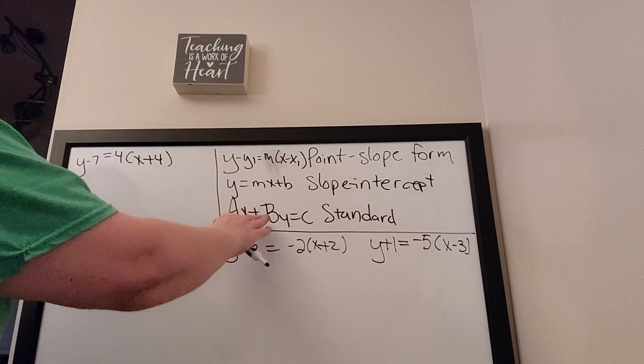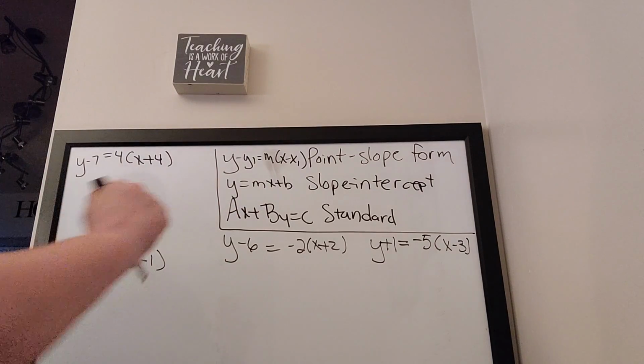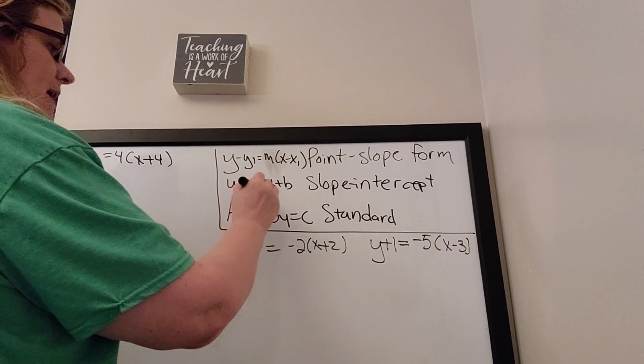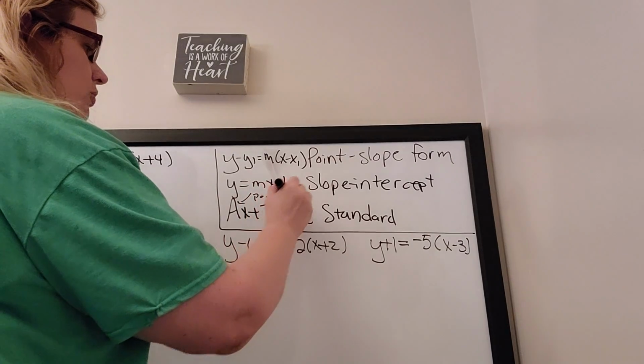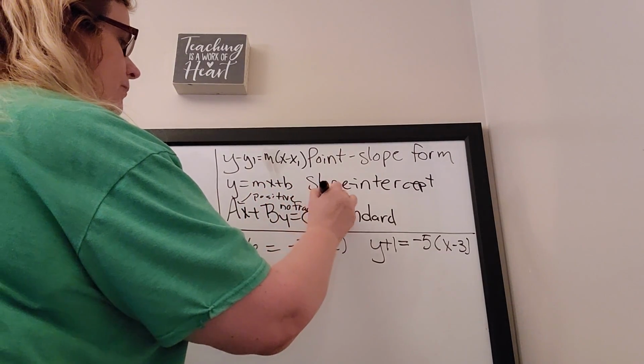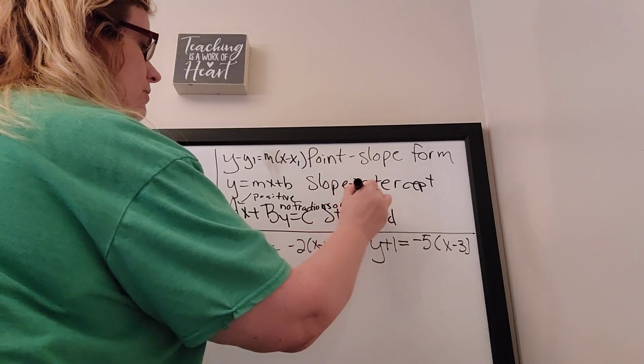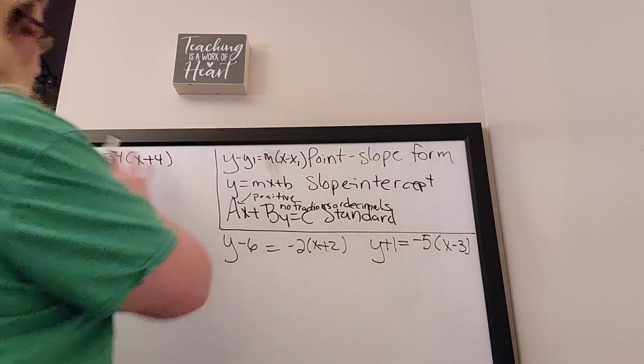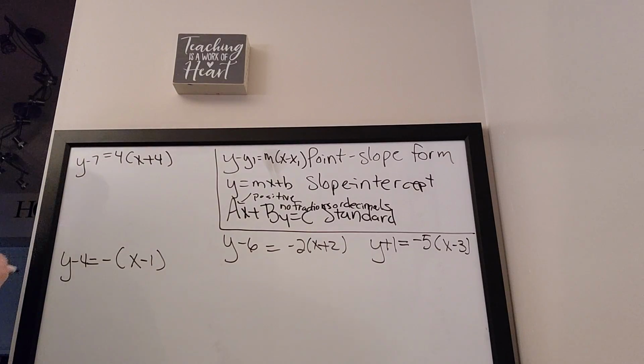And also standard form has a couple rules to it. One rule is a has to be positive. And the other rule is there can be no fractions or decimals. So we have to watch that when we change this over to standard.